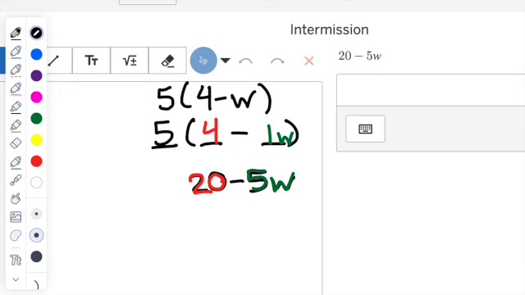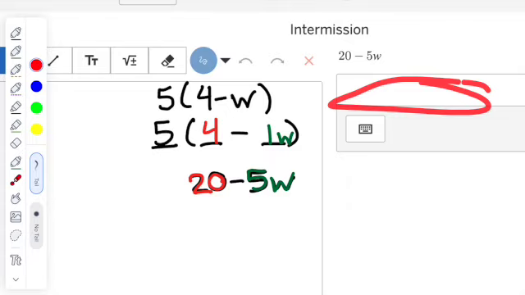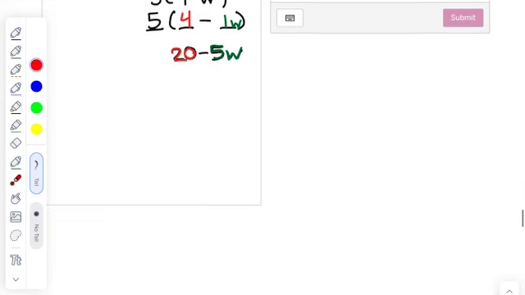Now, if I wanted to check if I'm right, I can look. 5 times 4 is 20, and 5 times W is 5W. So we're going backwards. So go ahead and fill that in over here. That's what they're doing when they go backwards. And I know that one's a little bit more confusing. Let's take a look at slide 9.